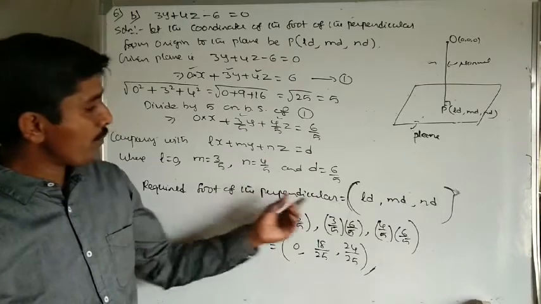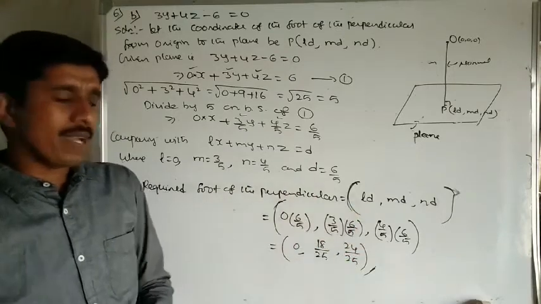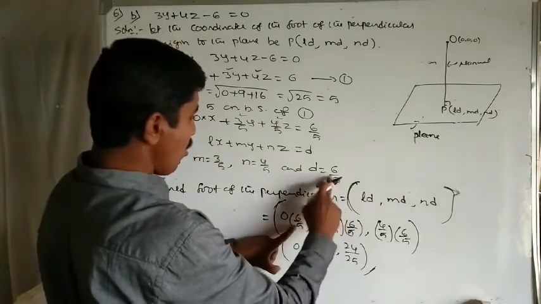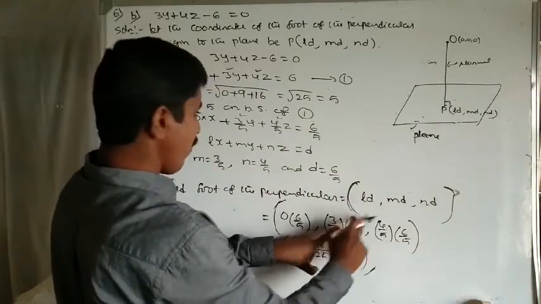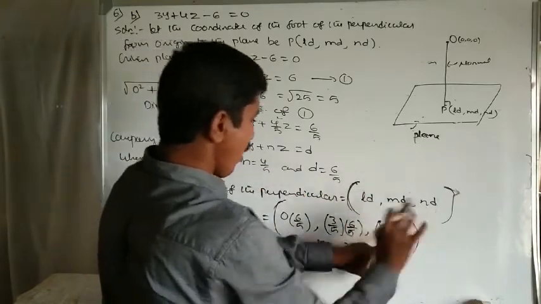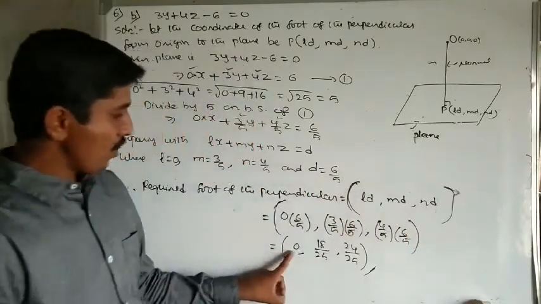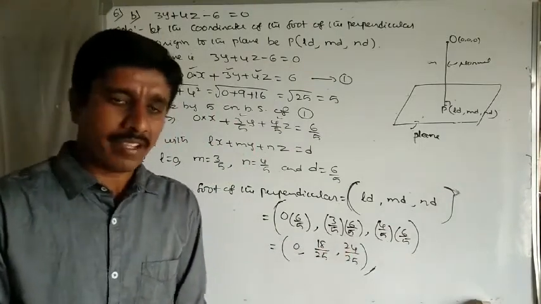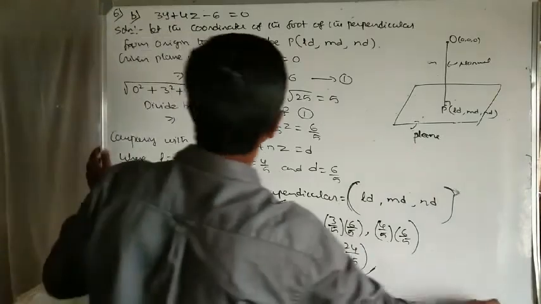Therefore the required foot of the perpendicular is LD, MD, ND. Here substitute L value 0, D value 6 by 5, M value 3 by 5, D value 6 by 5, N value 4 by 5, D value 6 by 5. Simplify, we get 0, 18 by 25, 24 by 25. Go to the next one.